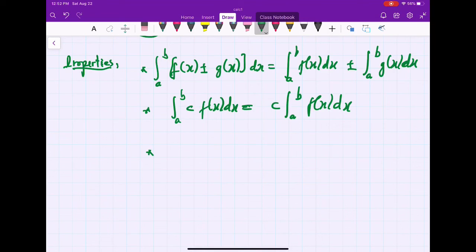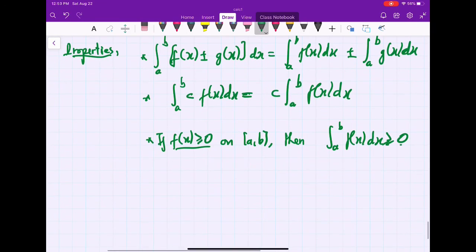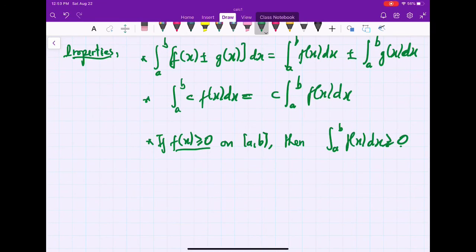Okay, so we also have the following property. If your function f of x is greater than or equal to 0 on a to b, then the definite integral from a to b of f of x dx is greater than or equal to 0. That is obvious because, in that case, the definite integral is the area of the region enclosed by the graph of the function on a to b.